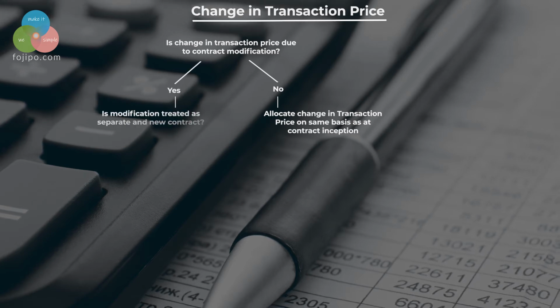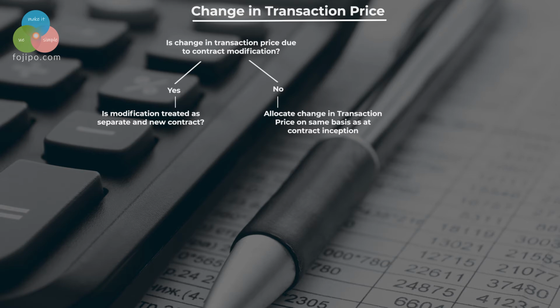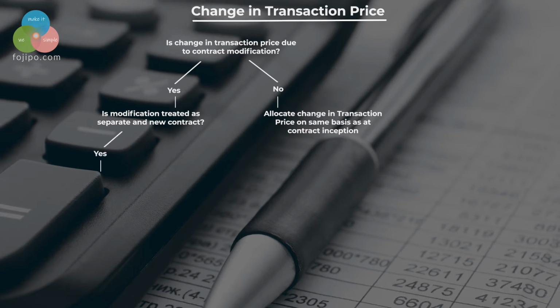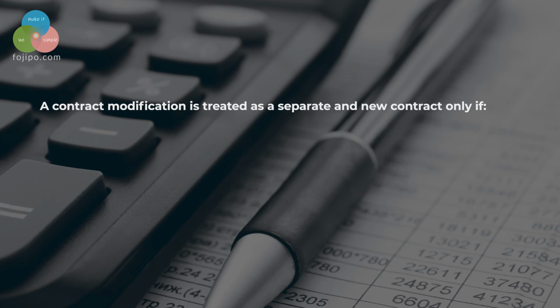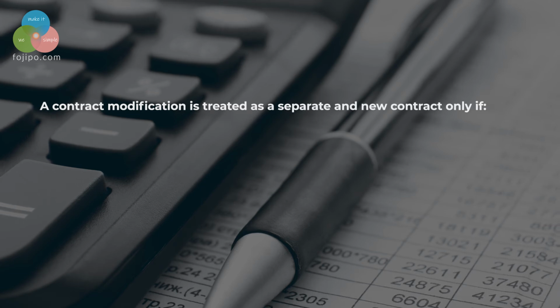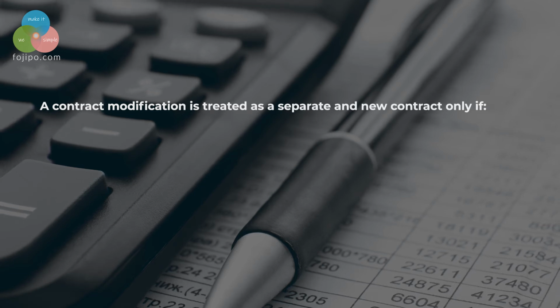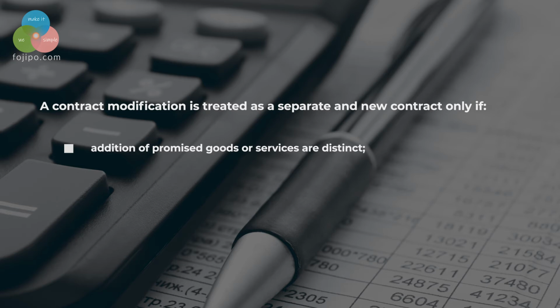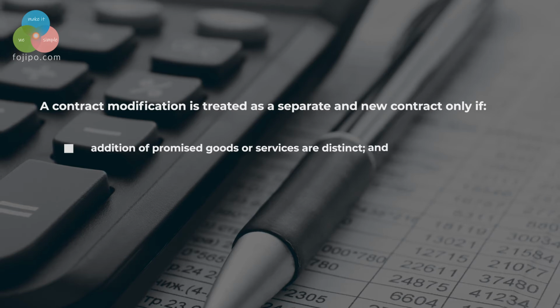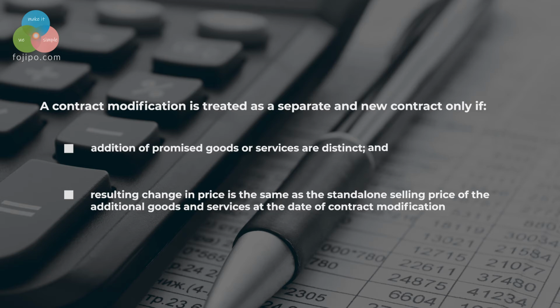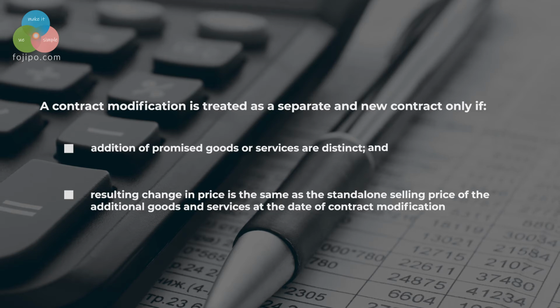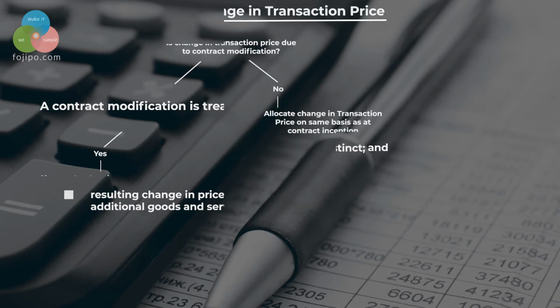On the other hand, if the change in transaction price is due to a contract modification, then you should further evaluate if the modification is treated as a separate and new contract, and if so, this is a new contract, a new 5-step cycle begins. A contract modification is treated as a separate and new contract only if the addition of promised goods or services is distinct and the resulting change in price is the same as the standalone selling price of the additional goods and services at the date of contract modification.